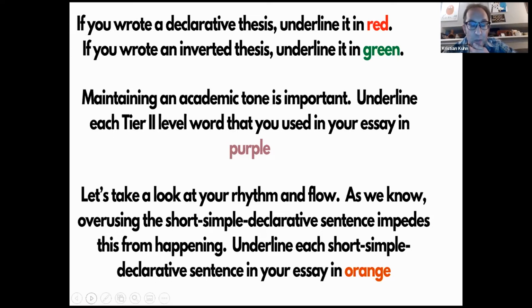And so with the AP kids tomorrow, one of the things I want to take a look at is their tier 2 level vocabulary. So with a purple crayon, I'm asking them to underline every tier 2 level word. And earlier I defined that. It's just basically your average run-of-the-mill SAT level word. Underline it in purple, right?